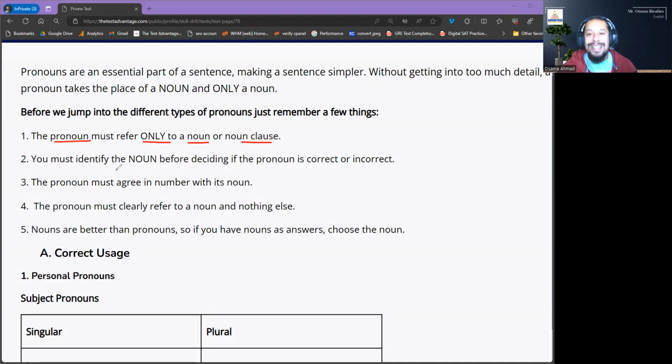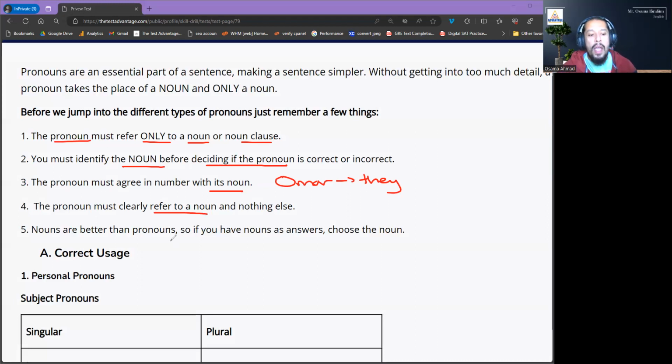Number two, you must identify the noun before deciding the pronoun. So please, the 2 points دول، we need to agree on them دلوقتي. It can only go back to a noun. You need to identify the noun before deciding the pronoun. Number three, the pronoun must agree in number with a noun. So ما ينفعش أقول عمر بعدين أقول the pronoun they, right? Number four, the pronoun must clearly refer to a noun and nothing else. So it must be a clear connection.